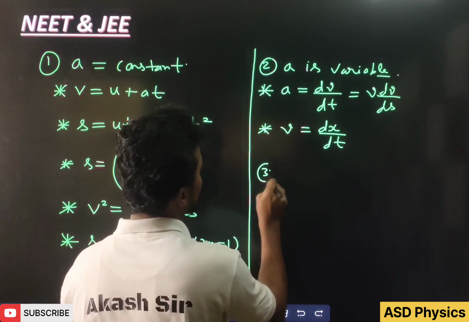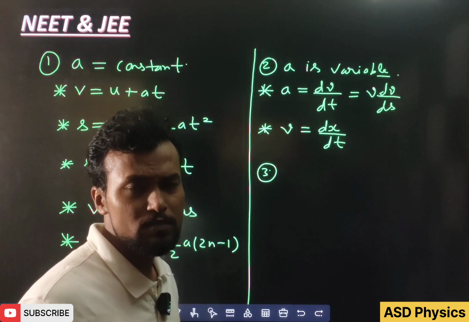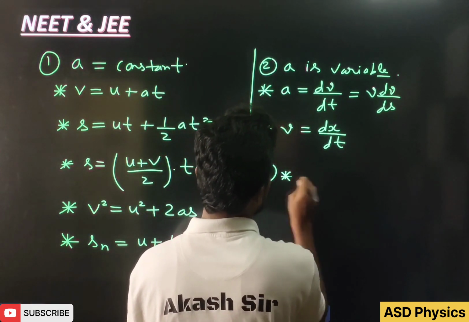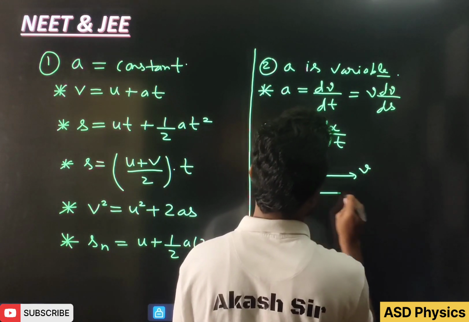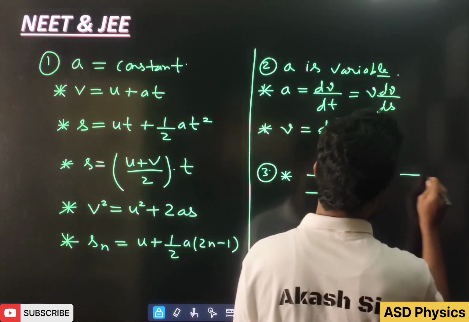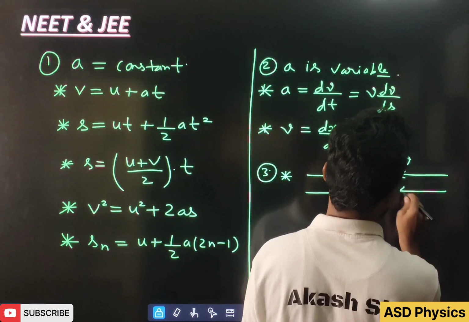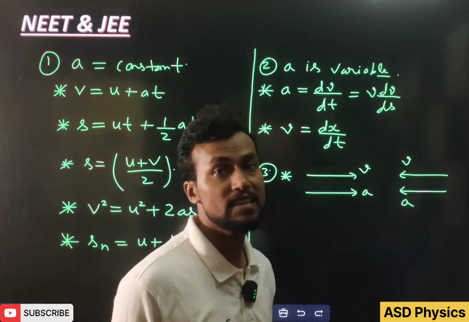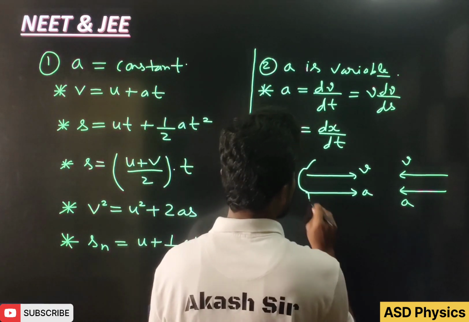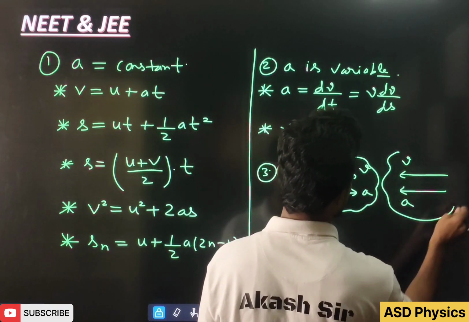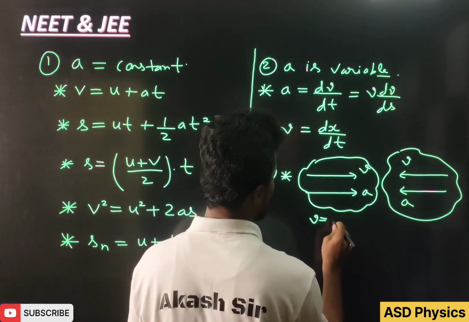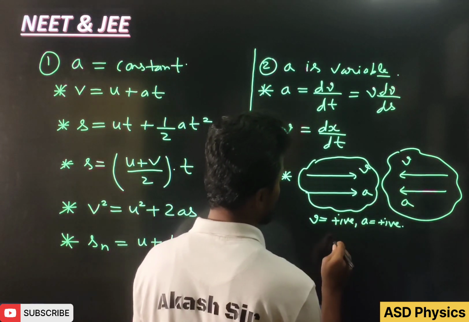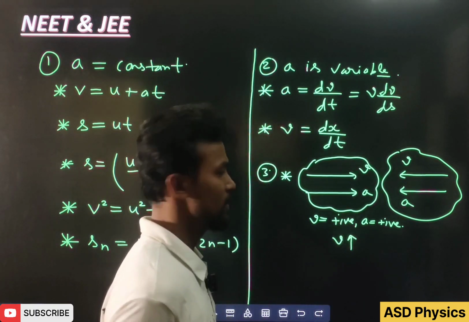Next, the third basic: in which situation velocity will increase and in which situation velocity will decrease. When velocity and acceleration are both in the same direction, you can see in the first diagram velocity and acceleration on the right side, and in this one velocity and acceleration on the left side. In these situations velocity will increase. Before also I have covered this, but V positive, A positive, using the mathematical condition, V will increase.